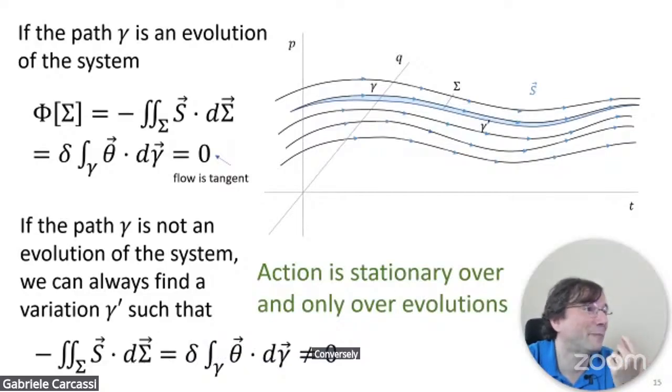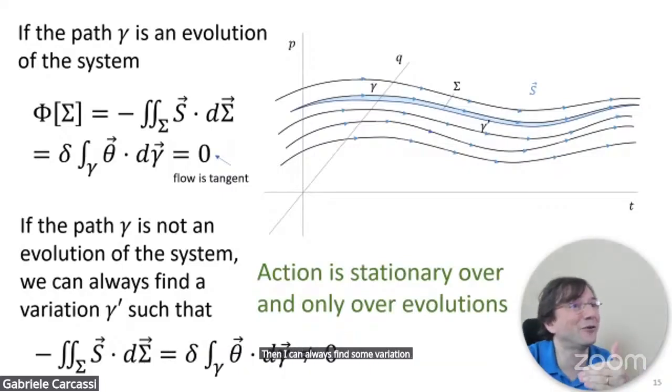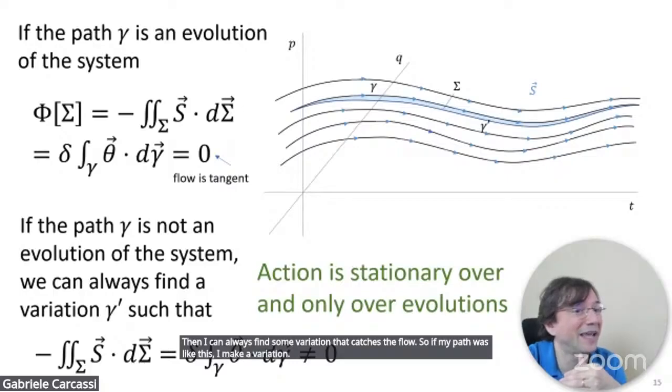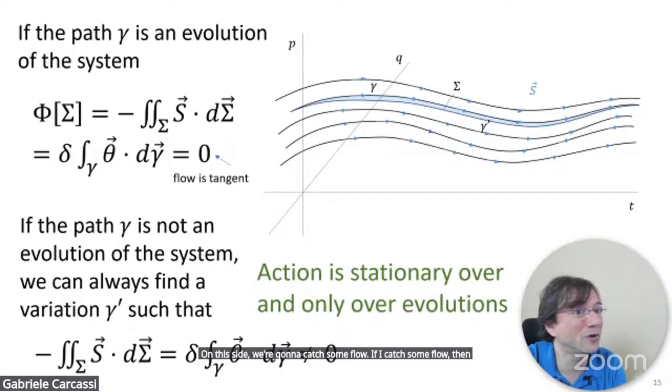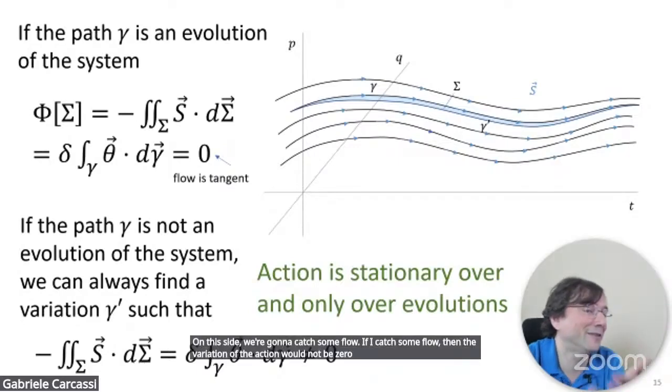Conversely, if I have a path and the path is not an evolution of the system, then I can always find some variation that catches the flow. So if my path was like this, I make a variation on this side, we're going to catch some flow. If I catch some flow, then the variation of the action would not be 0, and the path would not make the action stationary.